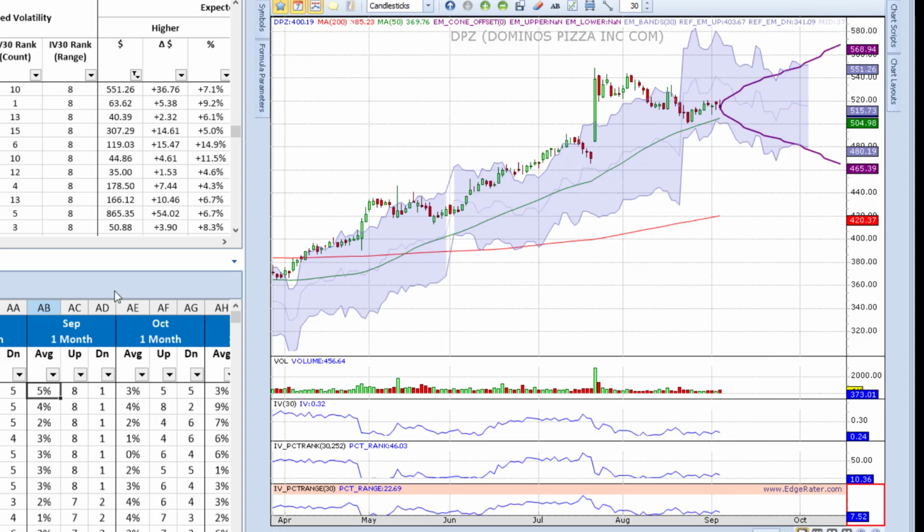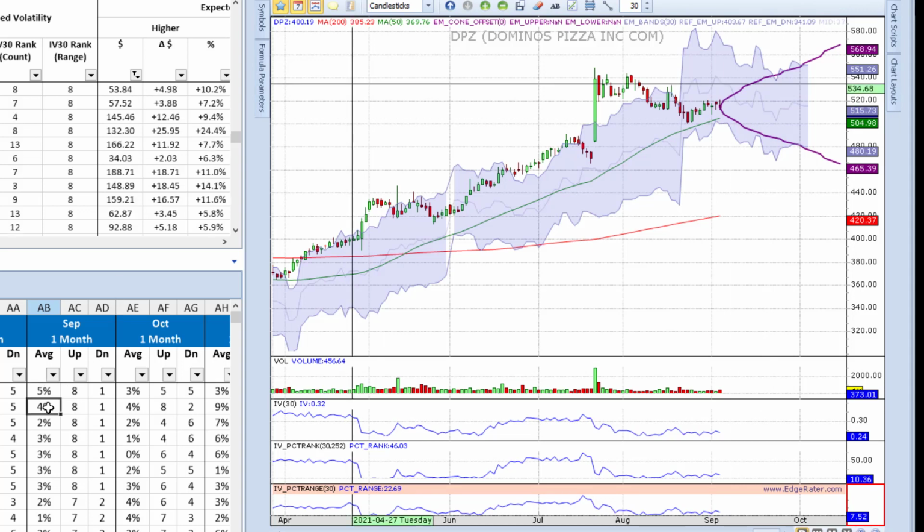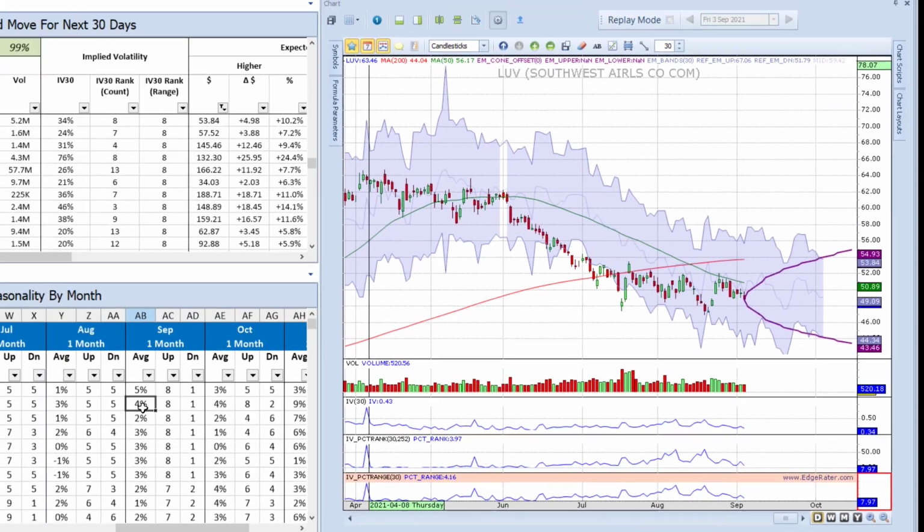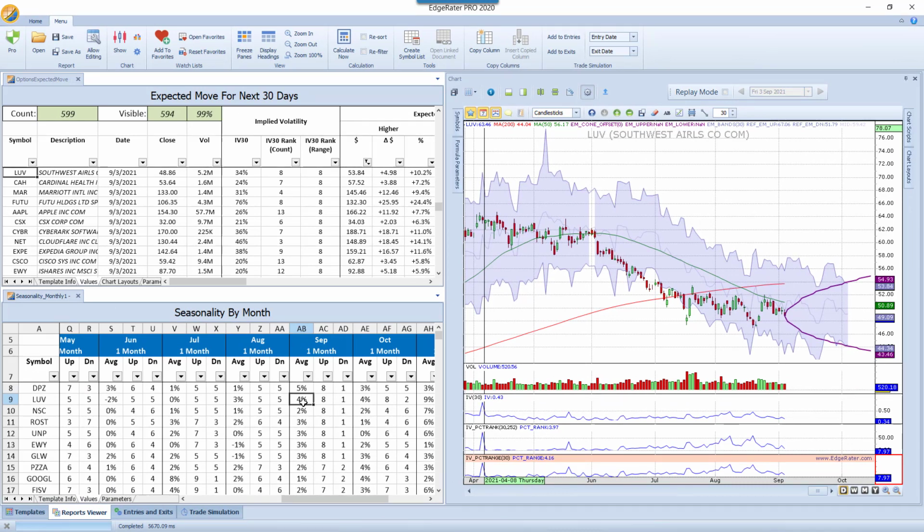So that's one. Next one we're going to look at is the next on the list, which is Southwest Airlines. Southwest Airlines we'll look at, so as soon as I click on the report seasonality by month, you'll see that the expected move report has moved that stock to the top of the list.